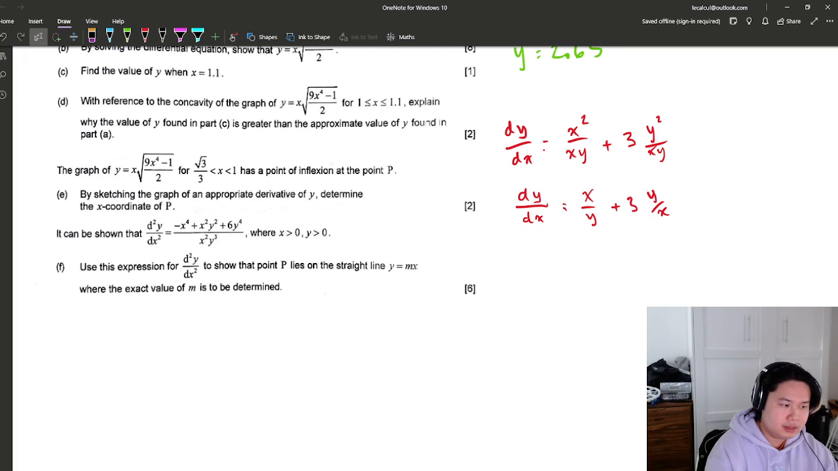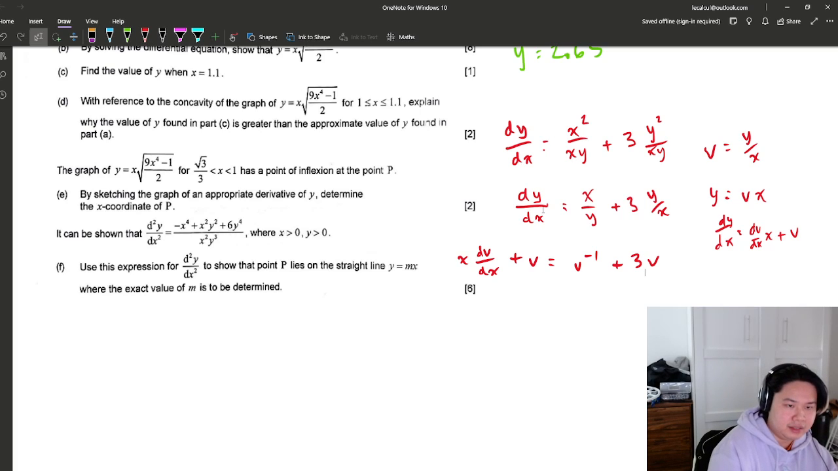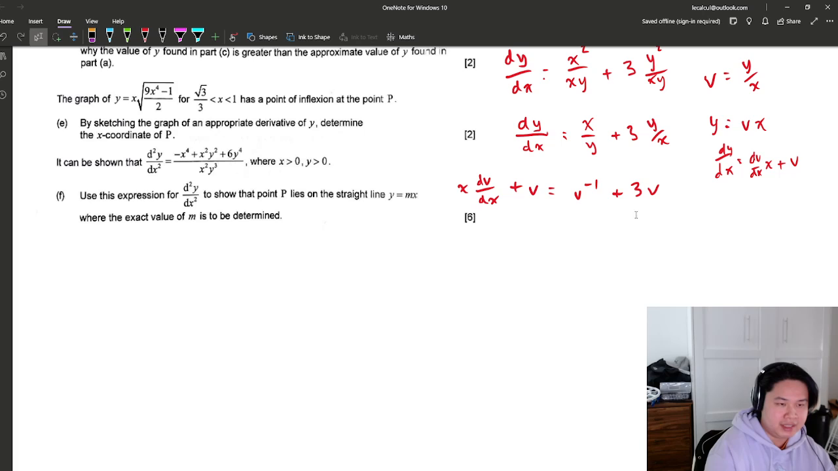And then we make some sort of substitution. I think we say v is y over x, which means that y is v times x, so dy by dx is going to be this thing, so that's dv dx times x plus v. Okay, and then now we can just substitute all of these in. So now I have x times dv dx plus v on the left side, and then on the other side I have basically the reciprocal of v plus 3v. Now, this becomes a separable equation because your variables x and v are no longer in the same term.